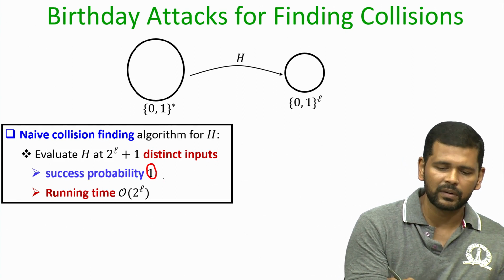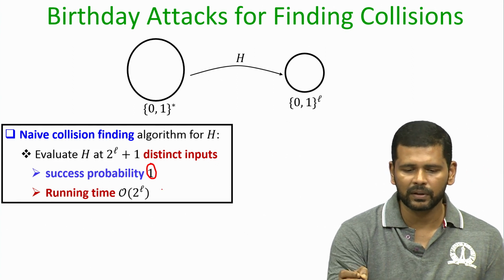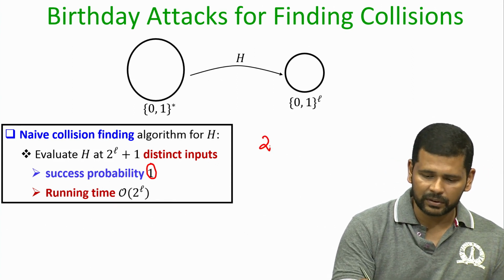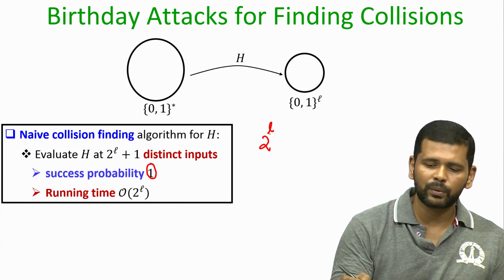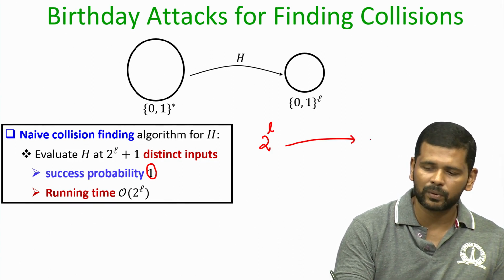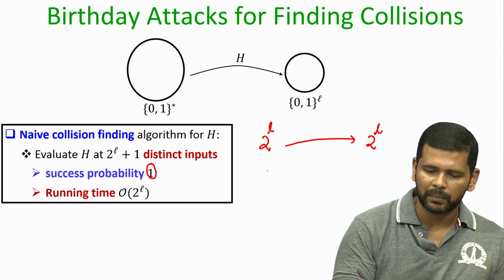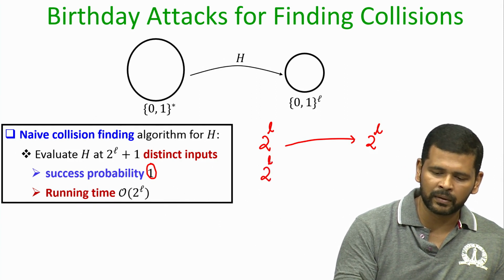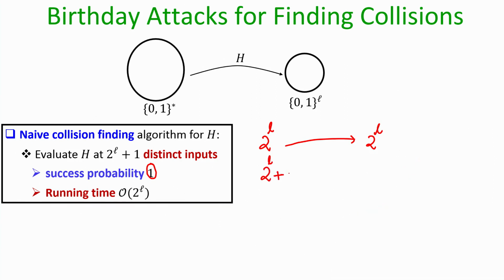This is because of the pigeonhole principle, because in the worst case, at the best you can hope that 2 to the power L distinct inputs go to 2 to the power L distinct outputs. But since you are evaluating your hash function H at 1 more input than 2 to the power L inputs, then definitely there will be 2 inputs which will give you the same hash value, and that will give you a collision. So, the success probability of this naive collision finding algorithm is 1.